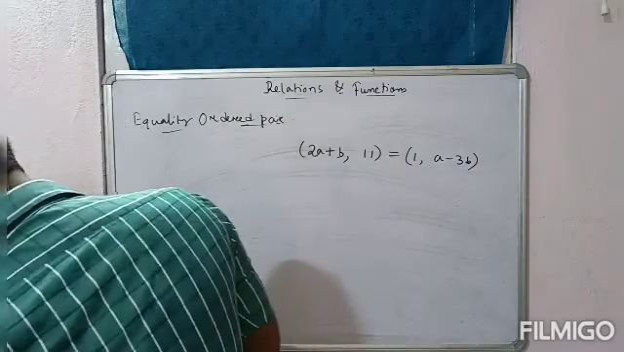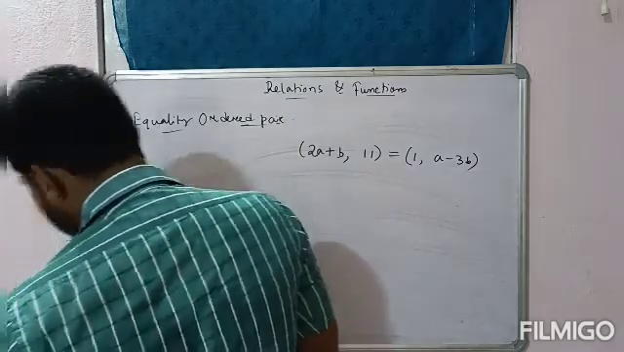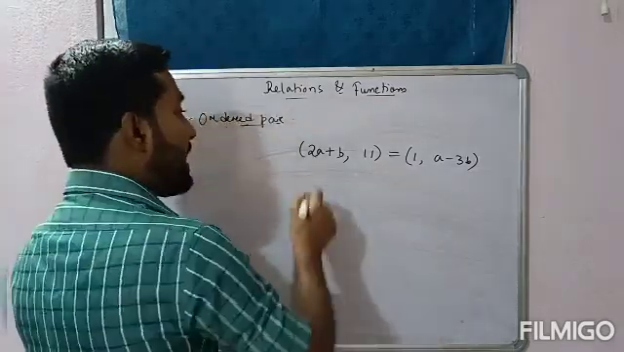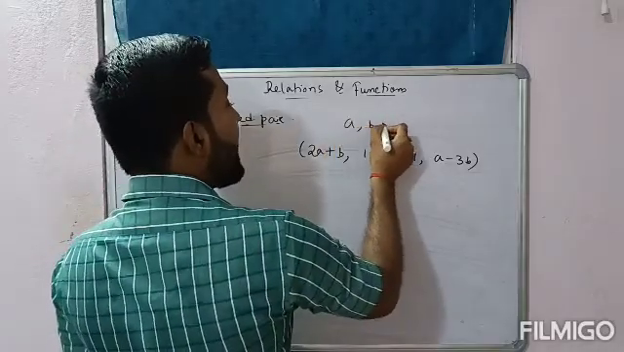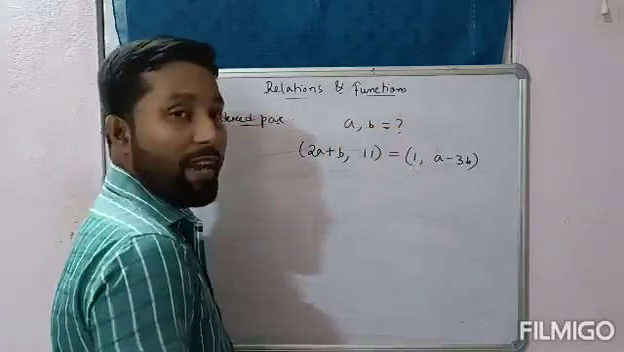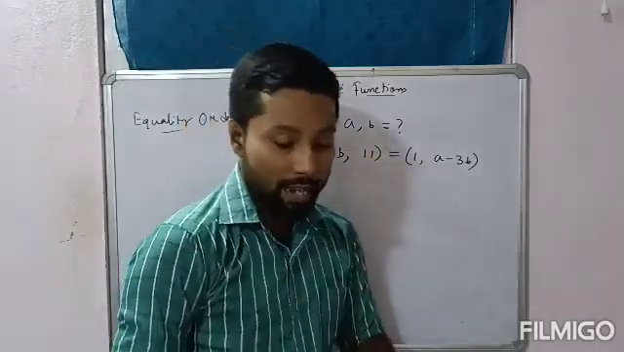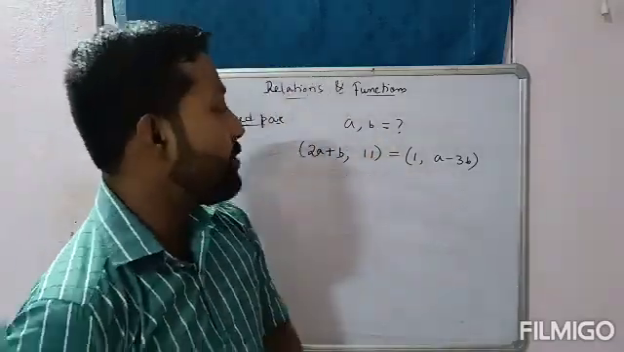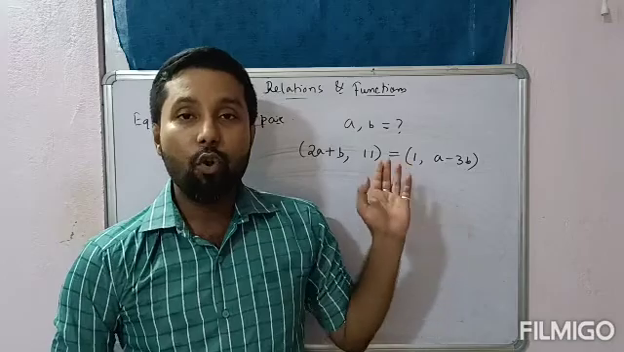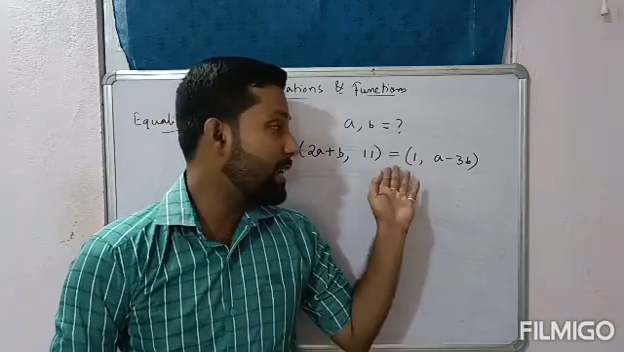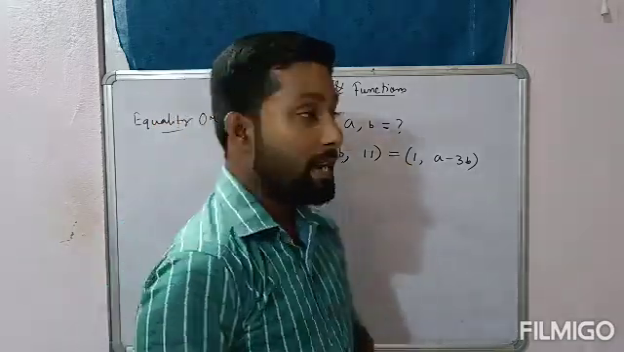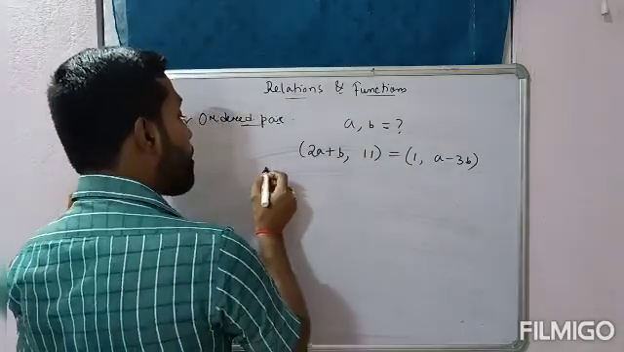If (2A + B, 11) = (1, A − 3B), then find the values of small letter A and B. From this question clearly we can say that the two ordered pairs are equal. There is an equal sign in between. So the two ordered pairs are equal means we can equate the components.